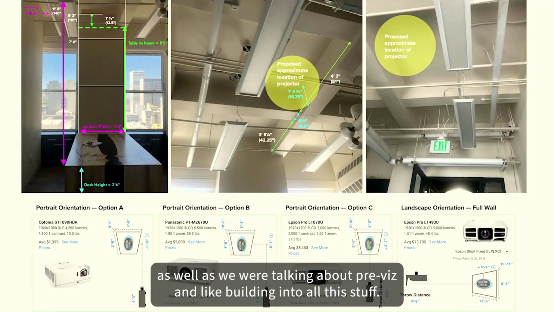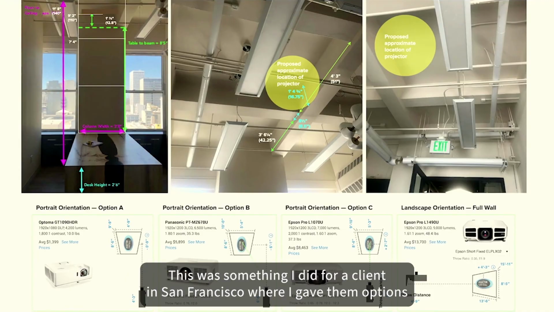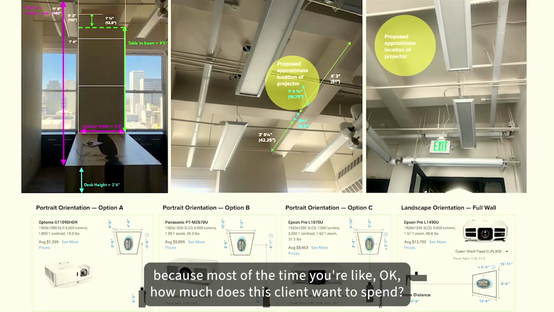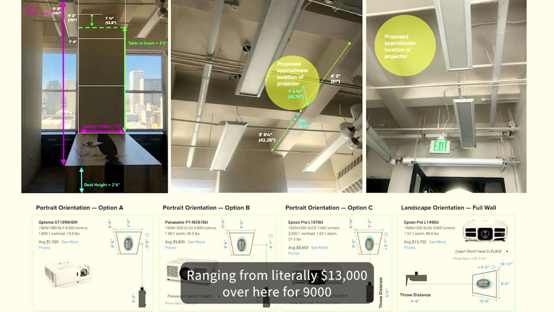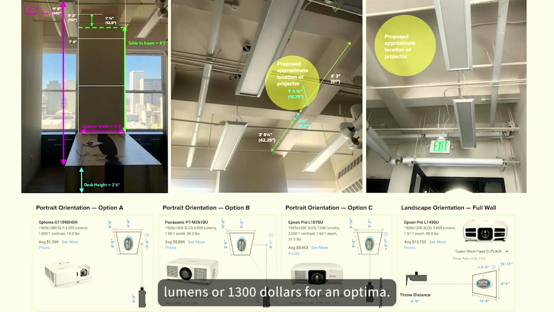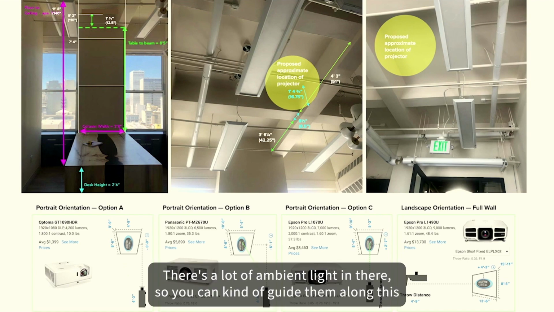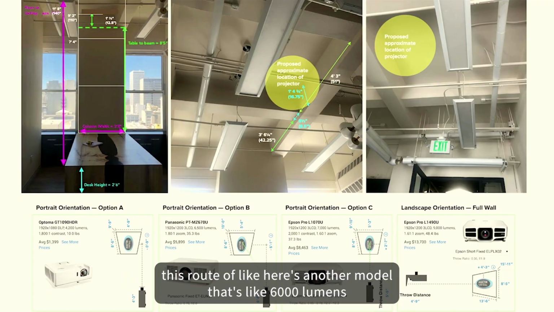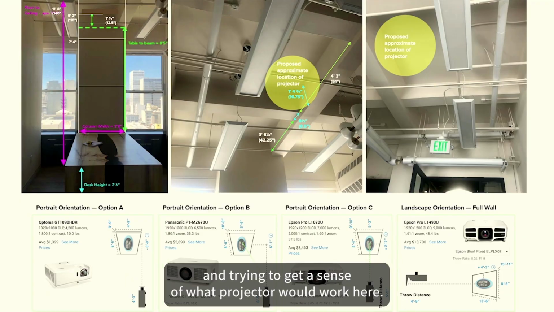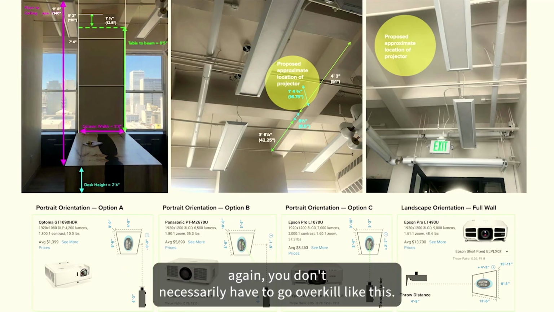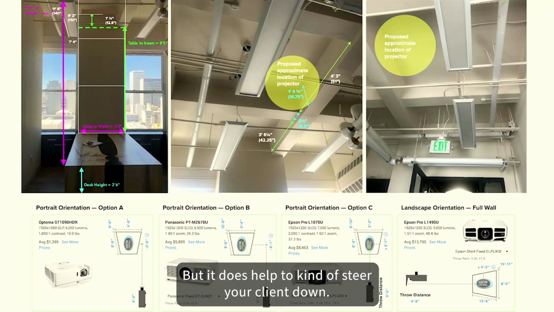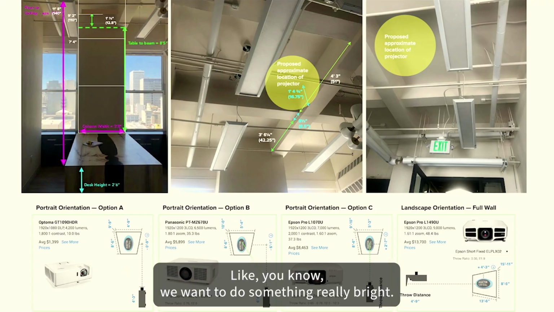Logistics, I wanted to touch on this as well, as we were talking about previs and building into all this stuff. This was something I did for a client in San Francisco where I gave them options, because most of the time you're asking, okay, how much does this client want to spend, ranging from literally $13,000 over here for 9,000 lumens, or $1,300 for an Optima that's pretty similar to one of these down here. There's a lot of ambient light in there, so you can guide them along this route, like, here's another model that's like 6,000 lumens, and trying to get a sense of what projector would work here lensing wise. Again, you don't necessarily have to go overkill like this, but it does help to steer a client down, like, we want to do something really bright.